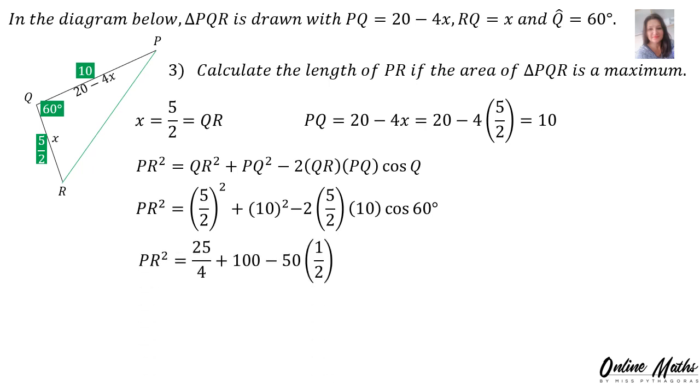Next step, 5 over 2 squared is 25 over 4 plus 10 squared is 100 minus, and here I will say 2 and 2 cancel, and 5 times 10 is 50. Then cos of 60 is a half. And then when you slot all of that into your calculator, you end with PR squared is 81,25. But we have to get rid of the square, so we will take the square root of 81,25, and therefore PR's length is 9,01.